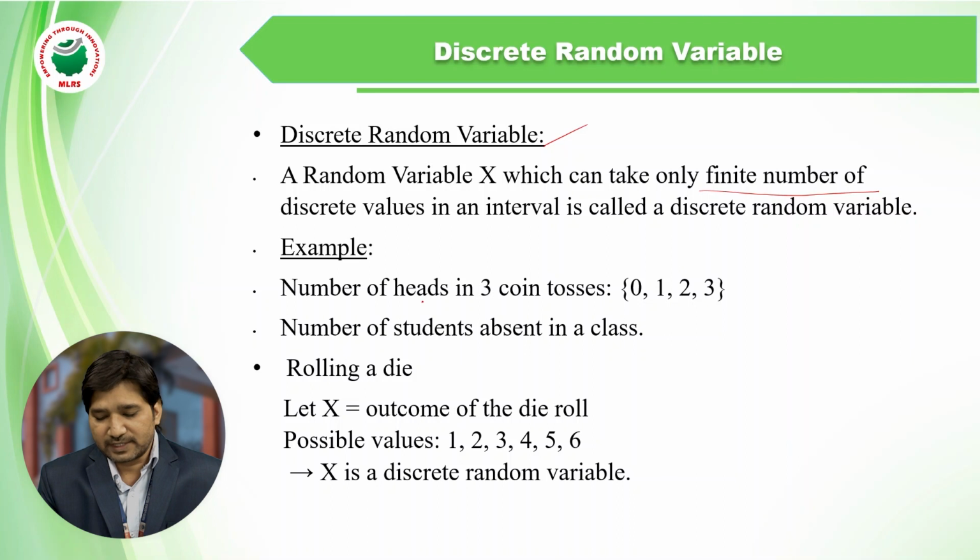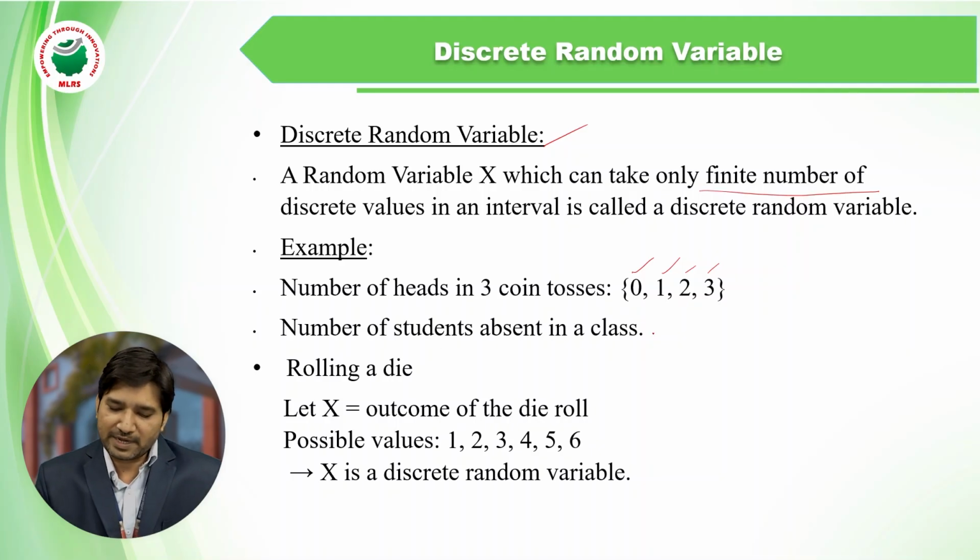Example: the number of heads in 3 coin tosses. If we toss a coin three times, we get 8 outcomes. Here the number of heads can be 0 heads, 1 head, 2 heads, or 3 heads. These are the numerical values 0, 1, 2, 3. This is a discrete random variable.